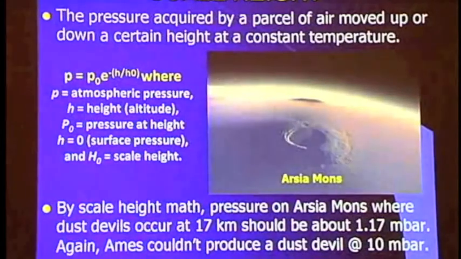Okay, I mentioned the scale height earlier. Scale height is the pressure required by a parcel of air moved up or down the atmosphere at a constant temperature. According to Reed and Lewis 2004 in The Environment of a Desert Planet, it's a book, they say it works very well on Mars, and it does for a lot of things, but not for everything. Your pressure equals your original pressure times a negative exponential, where you have your height and your scale height constant. Scale height on Mars, the constant is about 10.8 kilometers. Some people also use 11 kilometers, but 10.8 is more accepted.